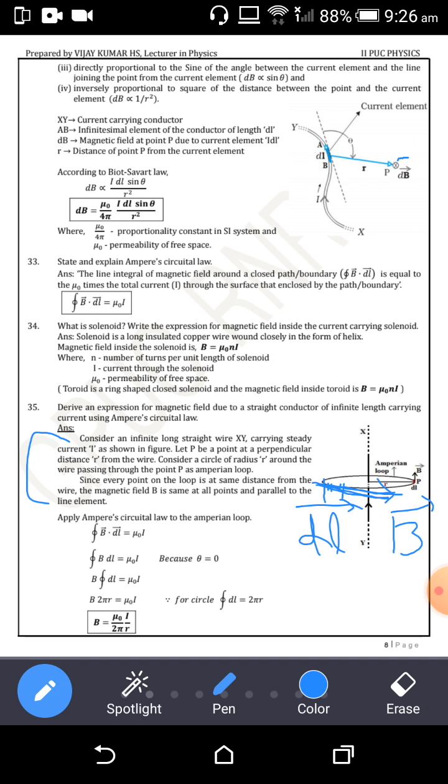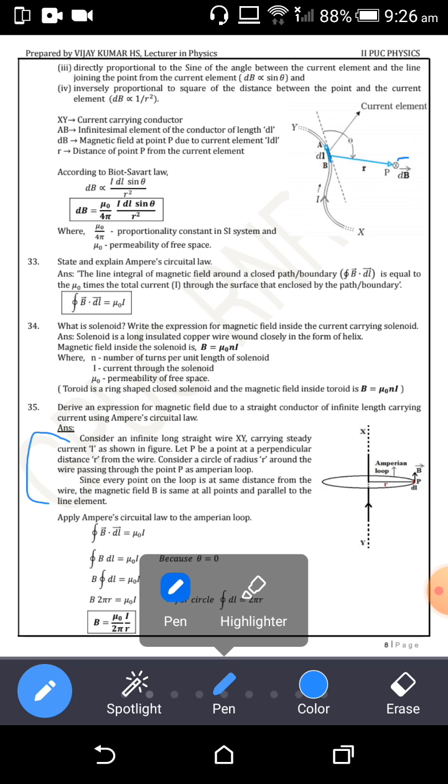Since we have drawn a loop, whichever point you take on that loop, it is at the same distance from the wire. All the points you take will be at the same distance from the wire. Hence the magnetic field remains the same at all the points, and wherever you take a current element, that is a small element dl, the magnetic field will be parallel to the current element. So always the magnetic field will be parallel to the line element.